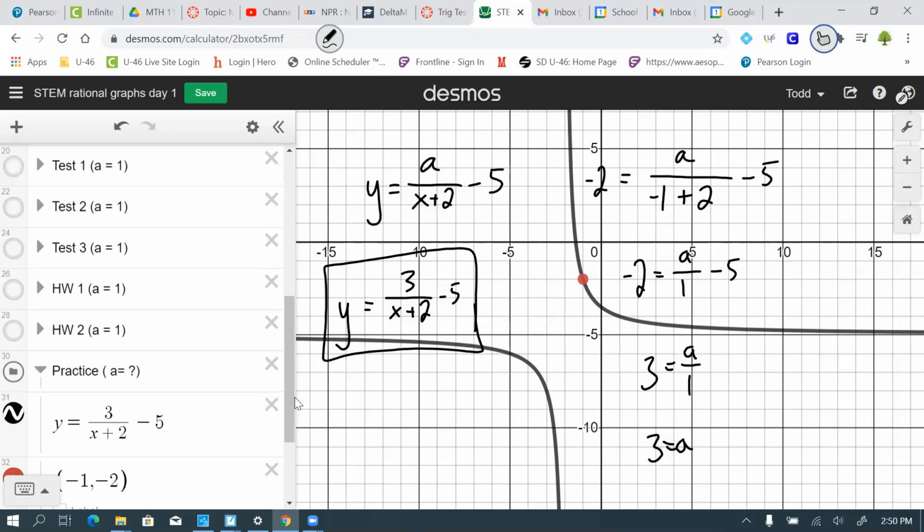So again, we started with how far did I move to the left? I moved to the left 2. That is indicated right there. And then how much did I move up or down? Well, the horizontal asymptote moved down 5 units. So that's how I have the -5. And then the most work I had to do is finding out A. So you plug in the X value and the Y value that you're given, and you find A.